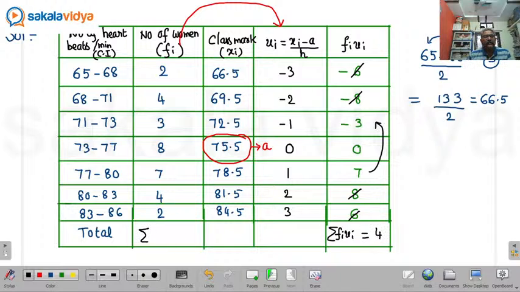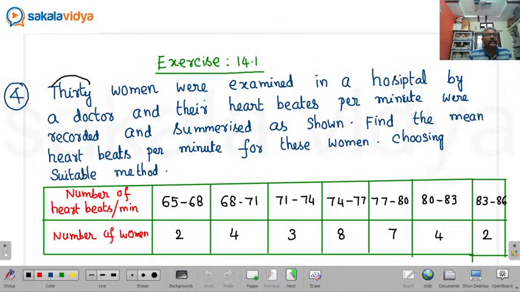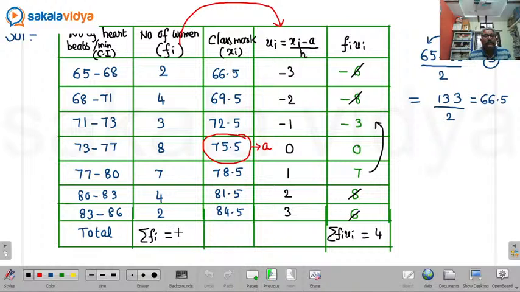Now this total, sigma fi, is called the total frequency. In the problem itself we have this 30 as the total. If you add all these, this will be 30. So let us solve this problem now. Remember sigma fi ui is 4, sigma fi is 30, and we need A. A is the assumed mean, 75.5, and next this 3 is the width of the class, the size of the class, the h value. With the help of these values, we can easily solve it.